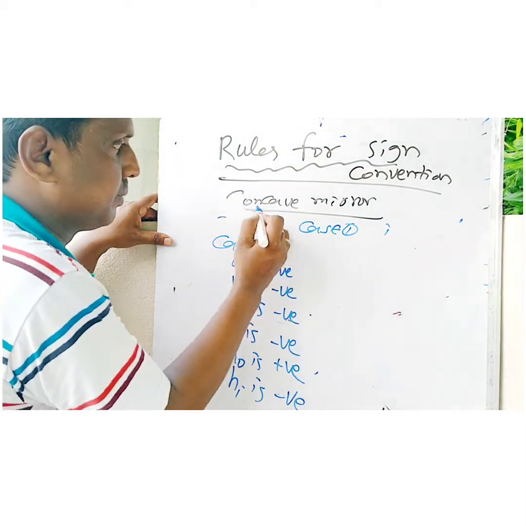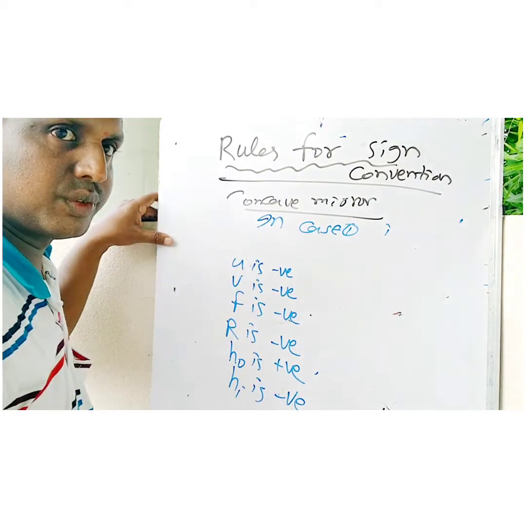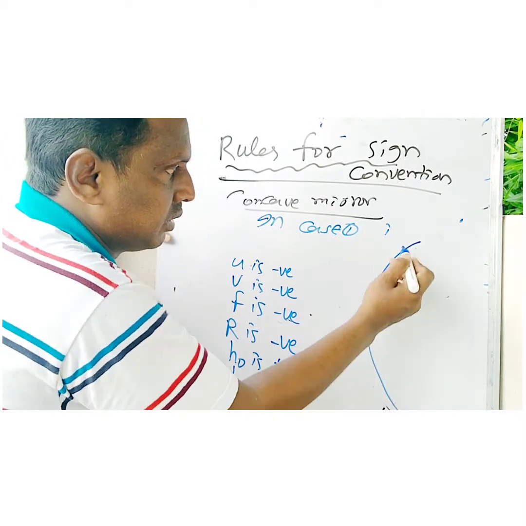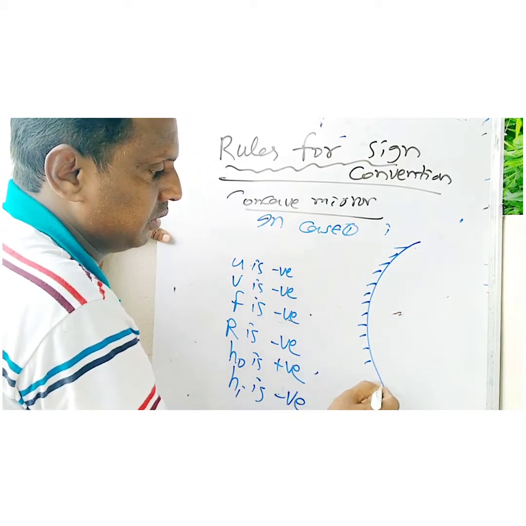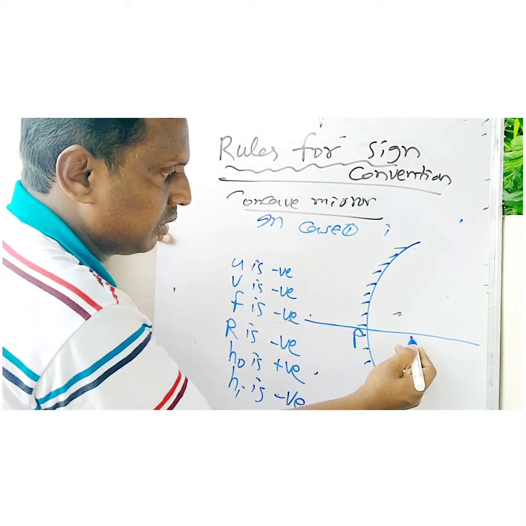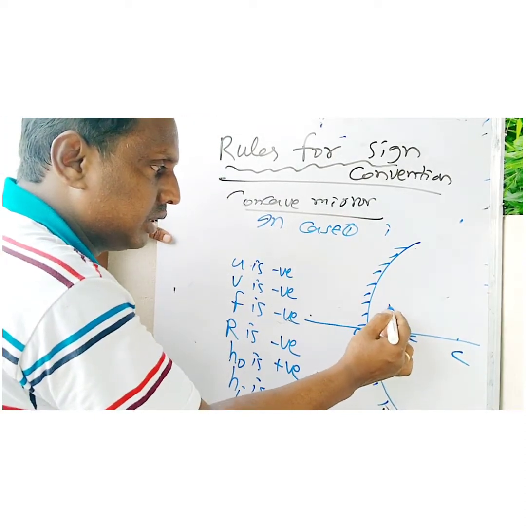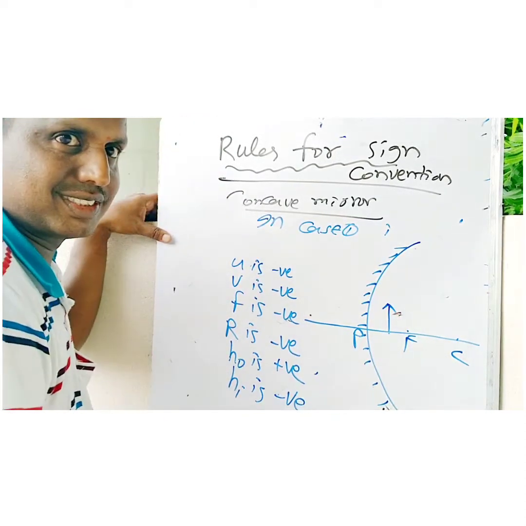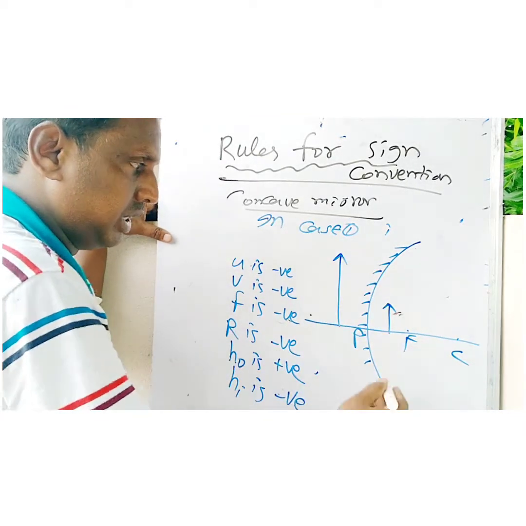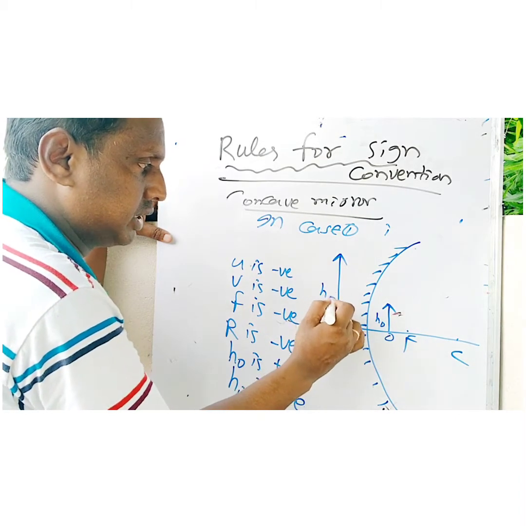In case 1, it is nothing but the same concave mirror: pole, focus, C. We know here the object is between pole and focus. In the first case, we get the image behind the mirror. This is O, this is C, HO, HI.